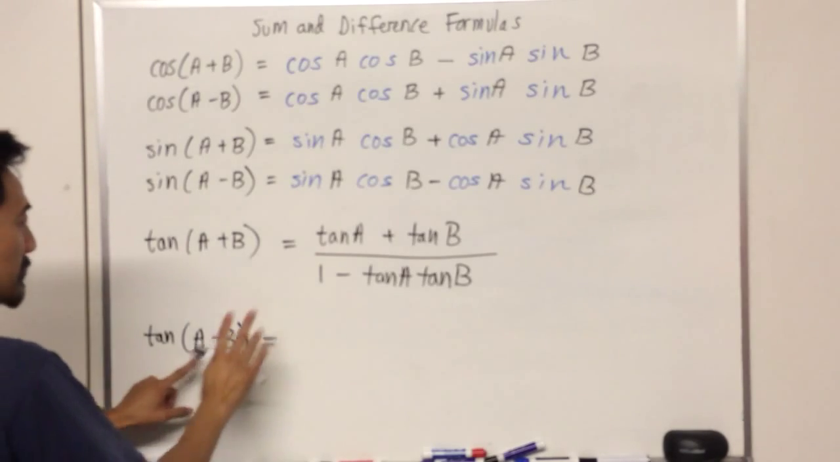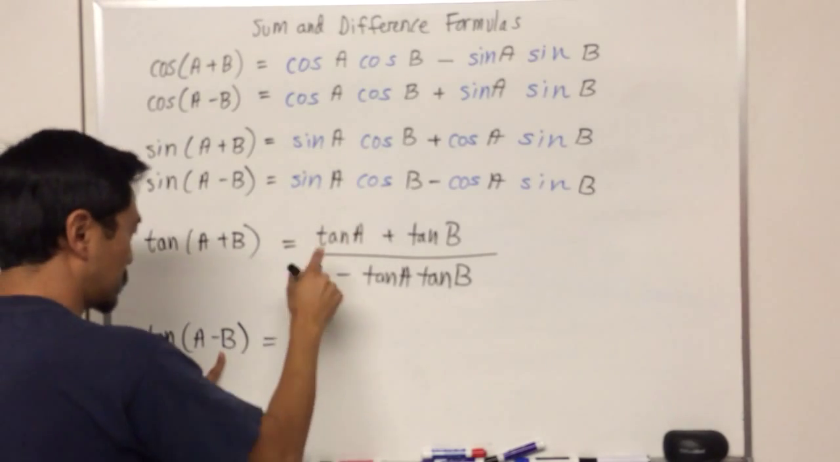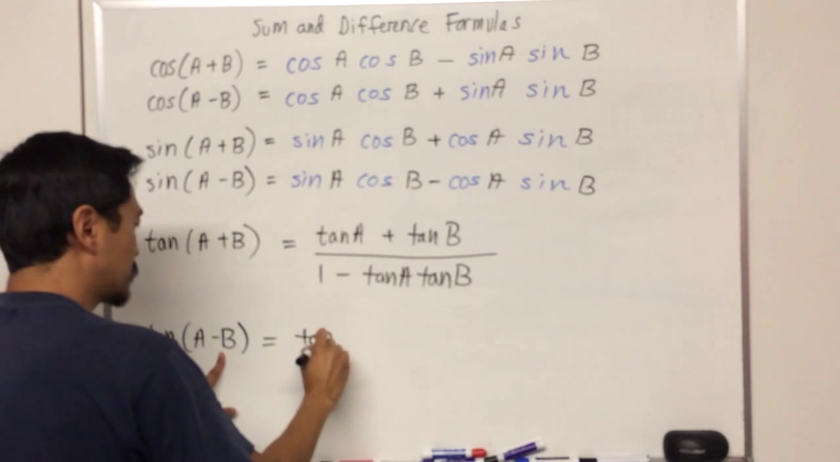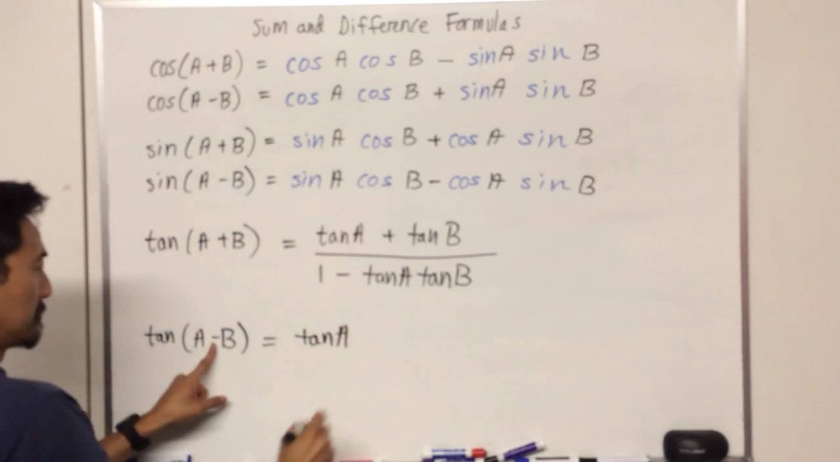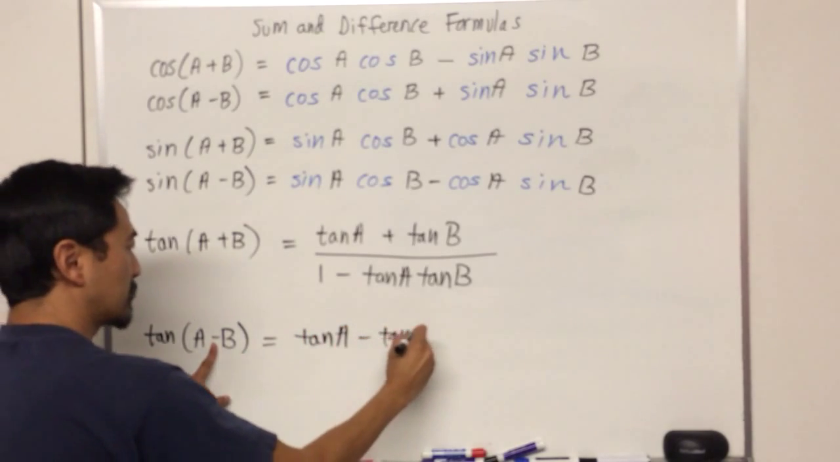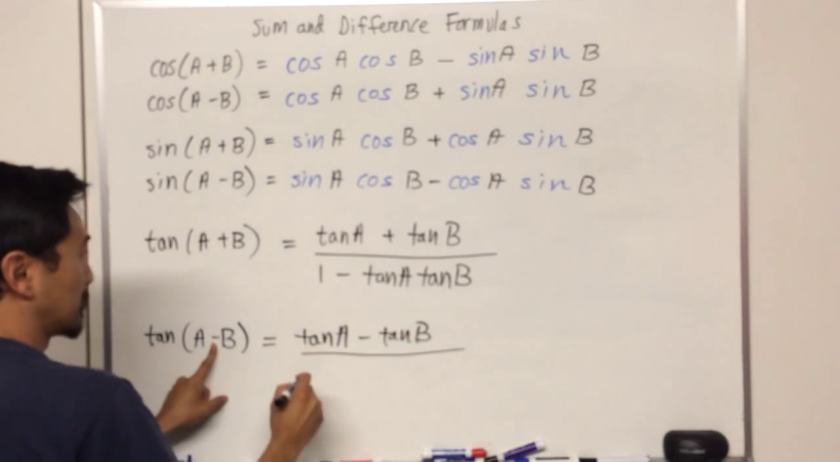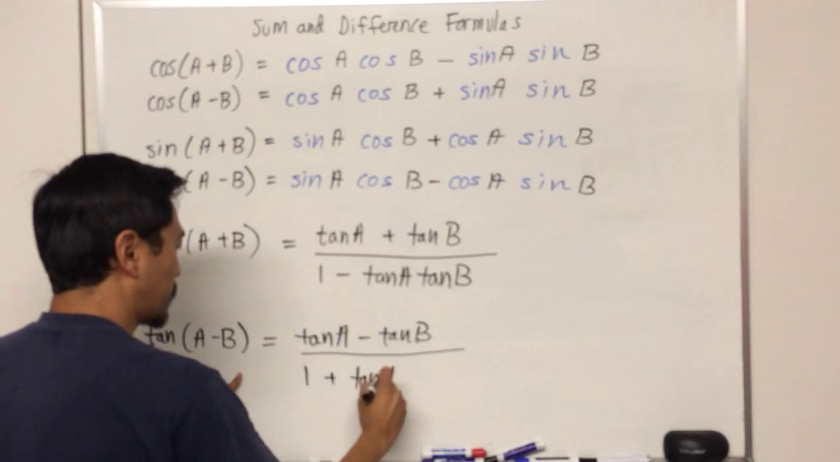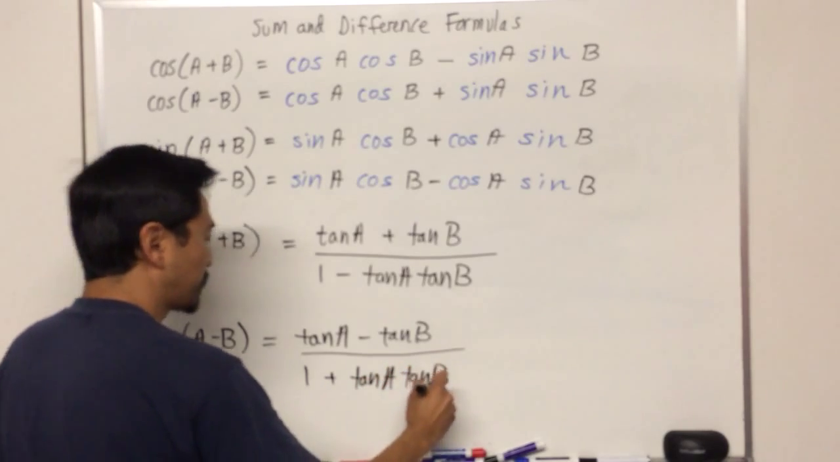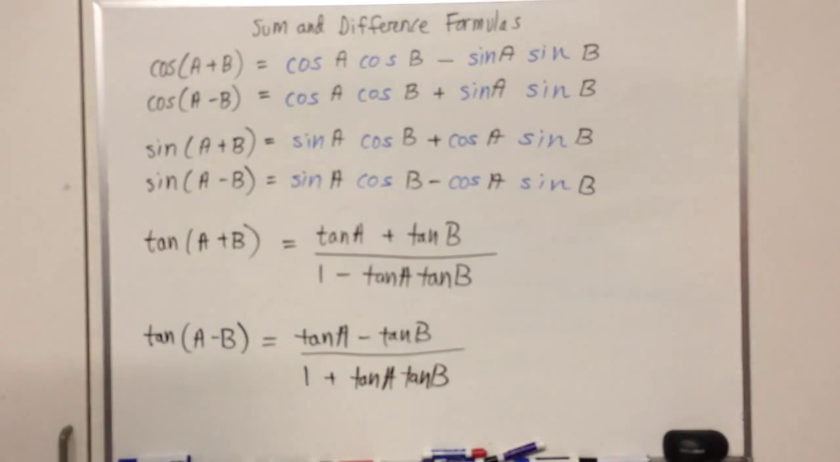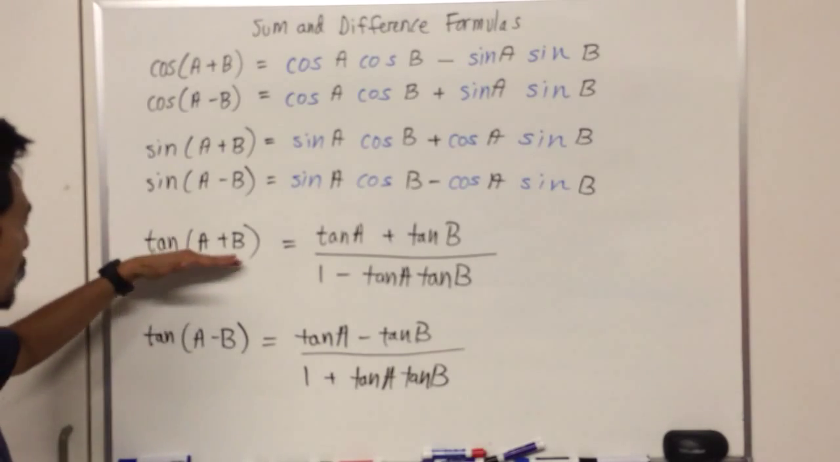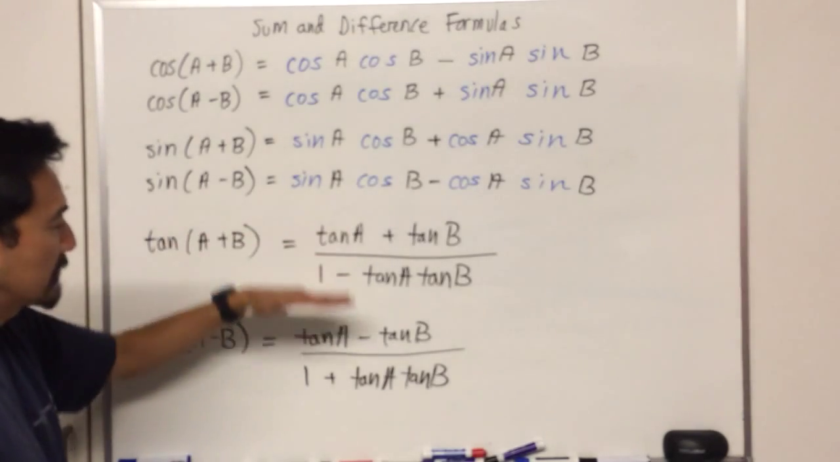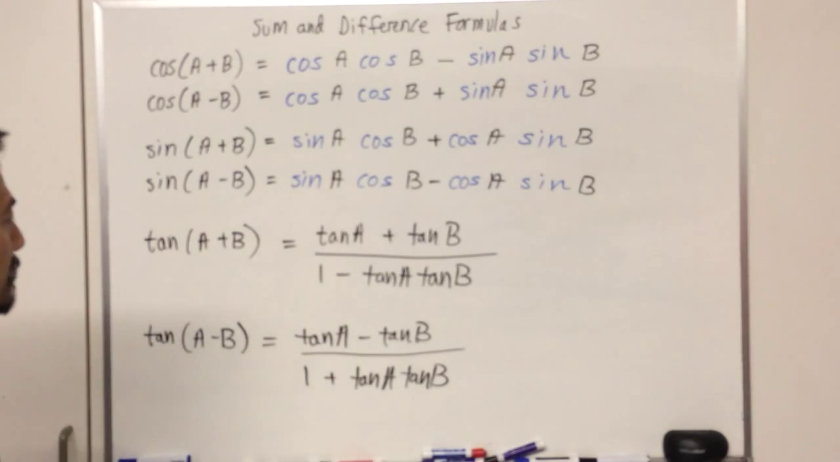Tangent of A minus B is very similar to the one above. It's the tangent of A minus the tangent of B, divided by 1 plus the tangent of A times the tangent of B. So when you're dealing with the sum and difference formulas for tangent, you're going to have a fraction. You're going to build fractions.